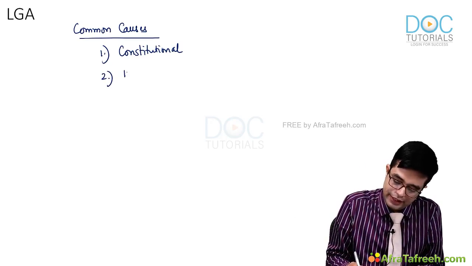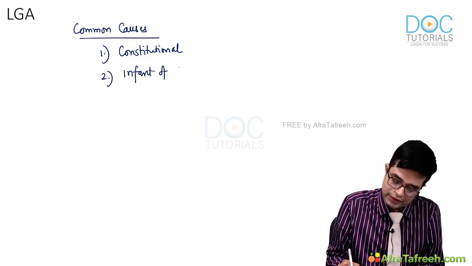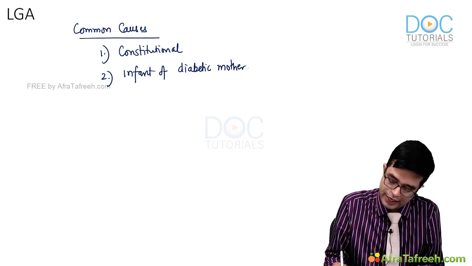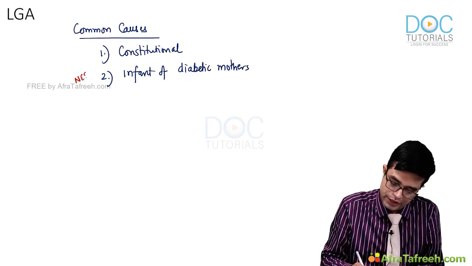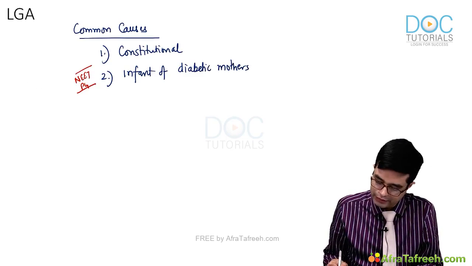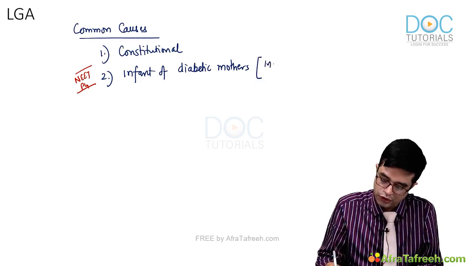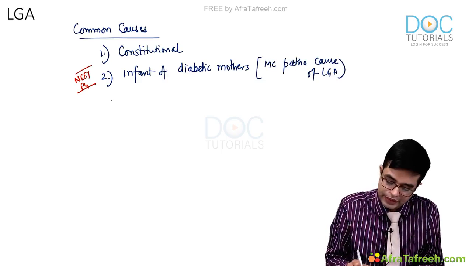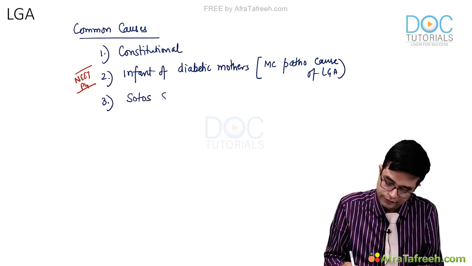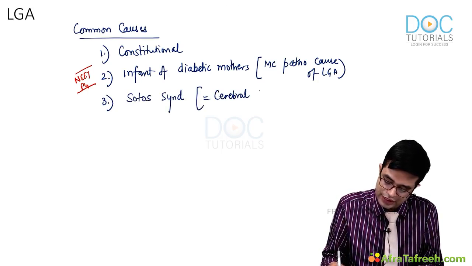Secondly, it occurs in infants of diabetic mothers. This is very important, and this is also a NEET PG MCQ. Two years back it was asked. Infant of diabetic mothers, in bracket you can write most common pathological cause of LGA babies. Third, it can occur in a syndrome called Soto's syndrome. Soto's syndrome is also called cerebral gigantism.